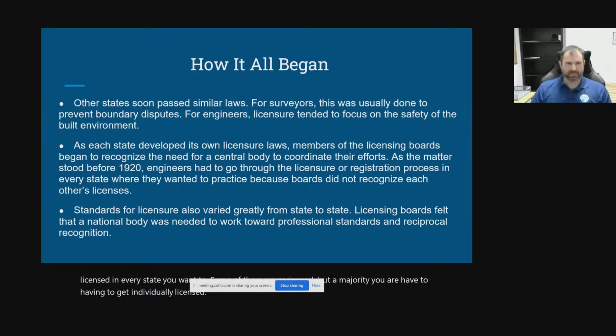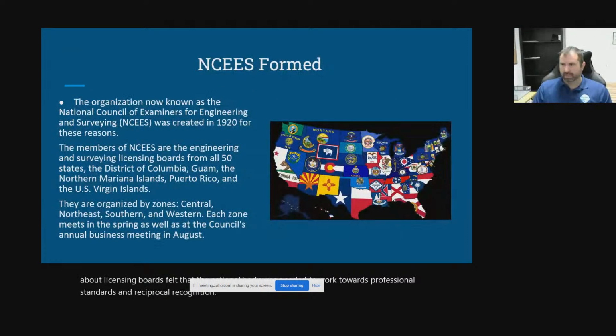Standards for licensure also vary greatly from state to state. Like I just talked about, licensing boards felt that a national body was needed to work towards professional standards and reciprocal recognition. Okay, so the NCEES was created, like I said, in 1920 for these reasons. The members of the board, we already went over this, basically from all 50 states, collaborate and go over everything. So in 1937, they addressed the complicated issues of the relationship between land surveyors and professional engineers.